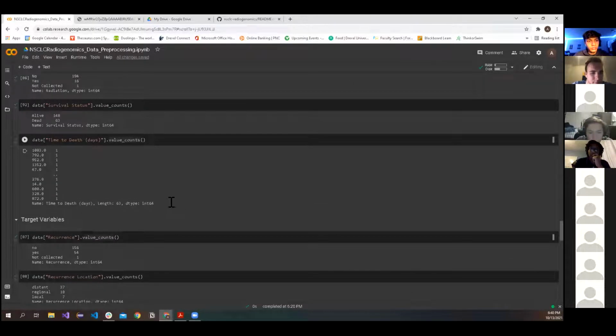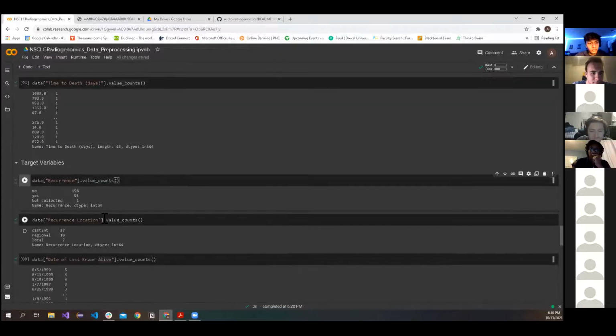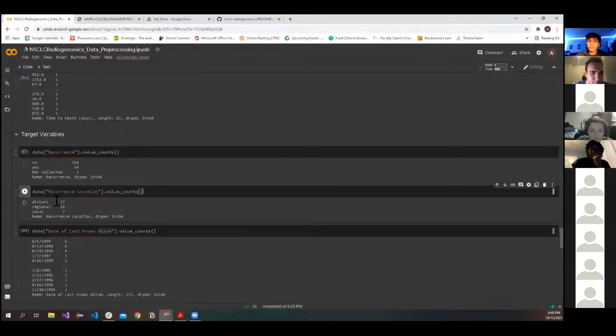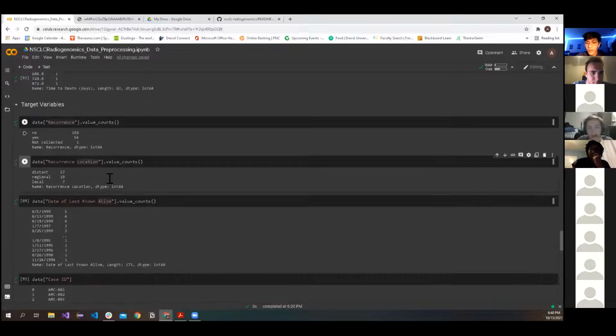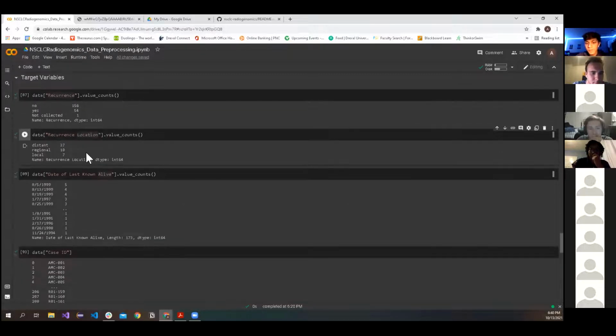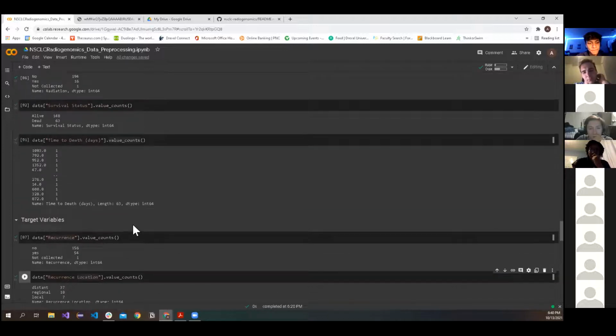And if you scroll down here, the target variables, we have recurrence and then recurrence location, which we can have as output location as well. For the columns where it says no, I'll just add zeros in because it's not going to have a location. But that's mostly my visualization.